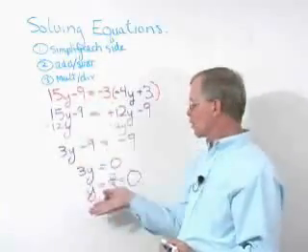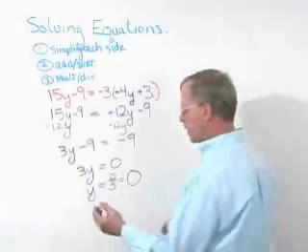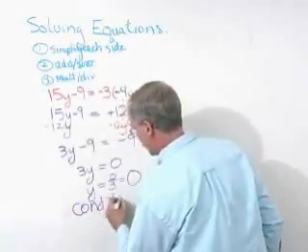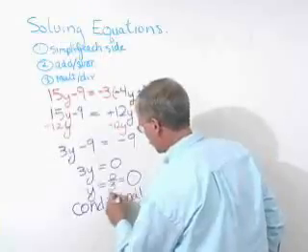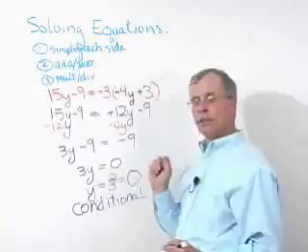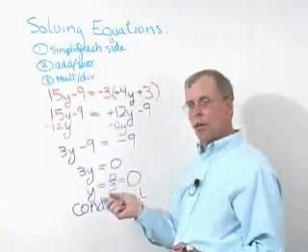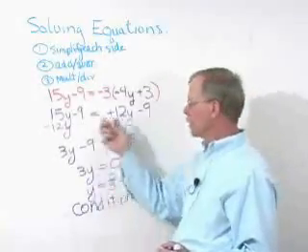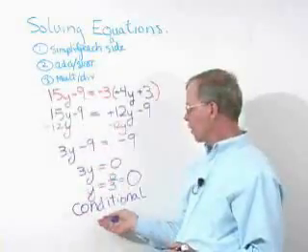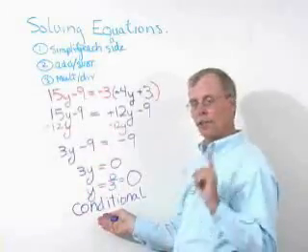And when an equation has an answer, it's considered to be a conditional equation. Conditional equations have an answer or a finite number of answers, depending on the kind of equations we're looking at. We're looking at linear equations, so linear conditionals have just one answer.